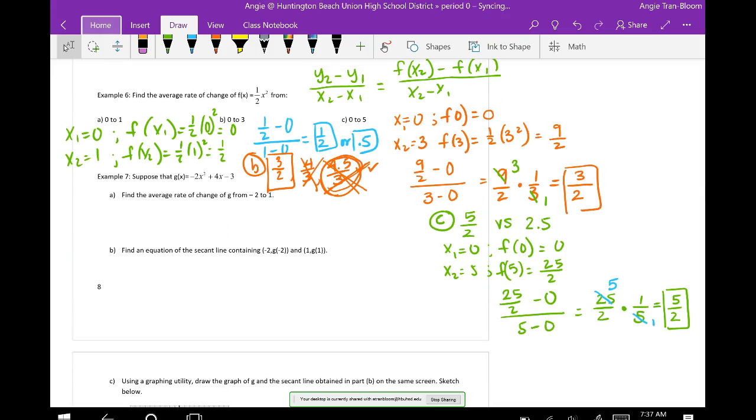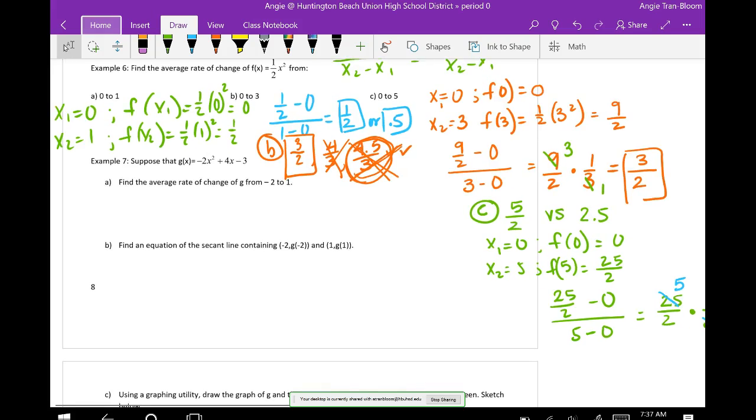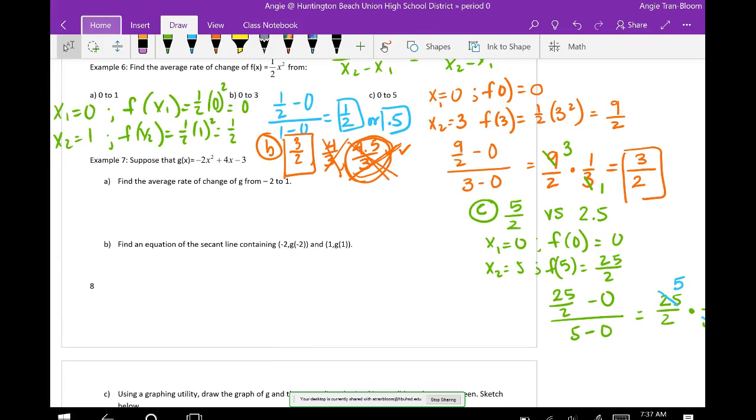All right, find the average rate of change again from -2 to 1, but this time on example 7, where g of x is -2x squared plus 4x minus 3. Okay, so Dahlia, what would you like x1 to be?